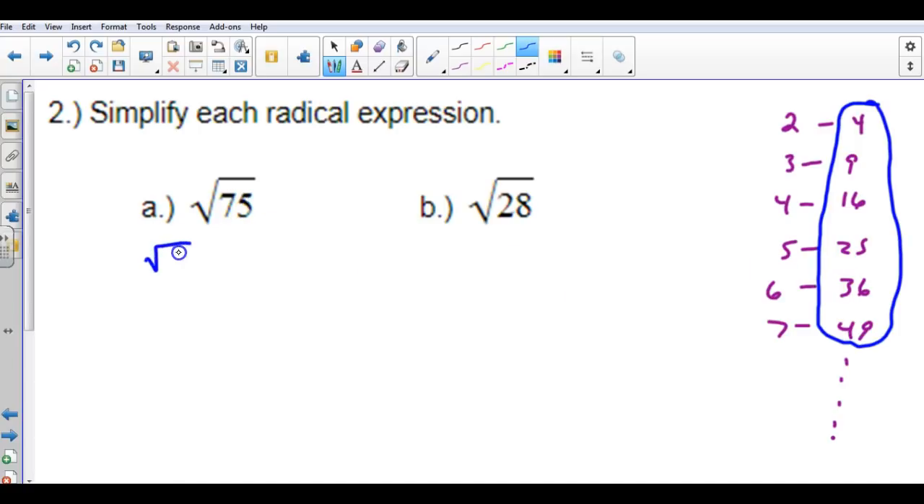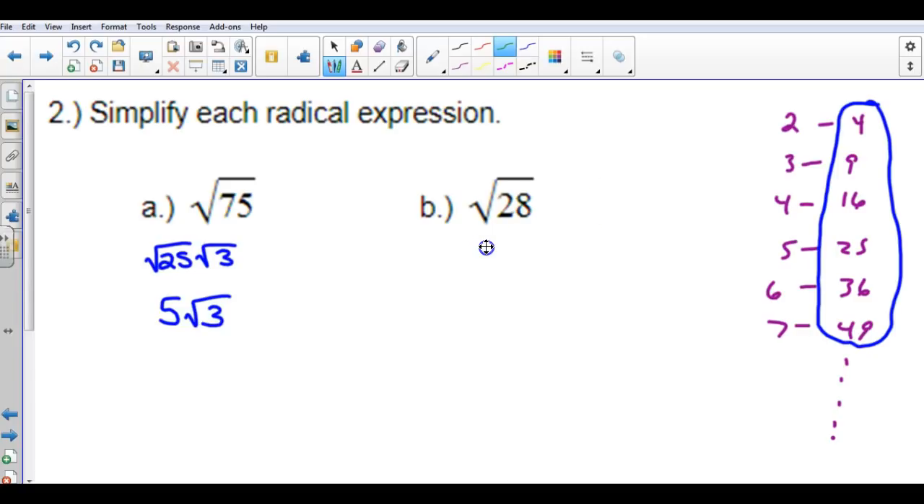So what I'm going to do is break this up into the square root of 25 times the square root of 3. Because I know that the square root of 25 times the square root of 3 is the square root of 75. So what I'm really doing is just breaking this up. And then we know that the square root of 25 is 5, and all we do is bring down the square root of 3. And that's it. That's the entire process of simplifying a radical.